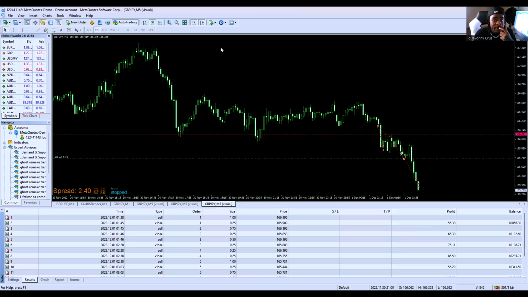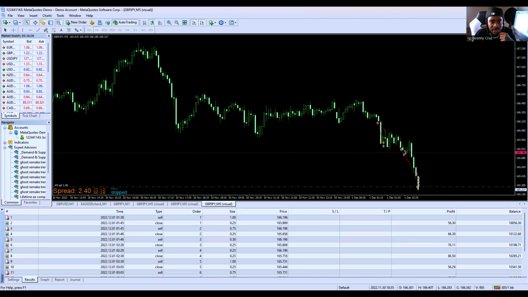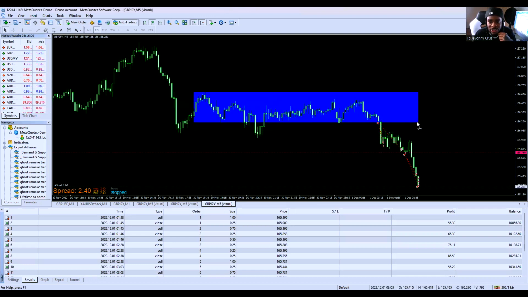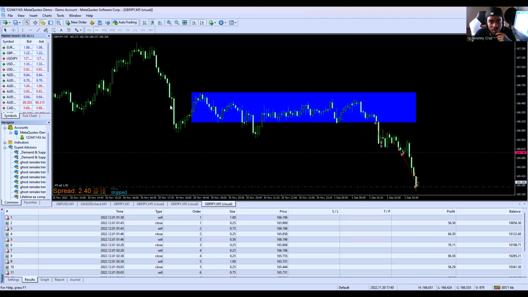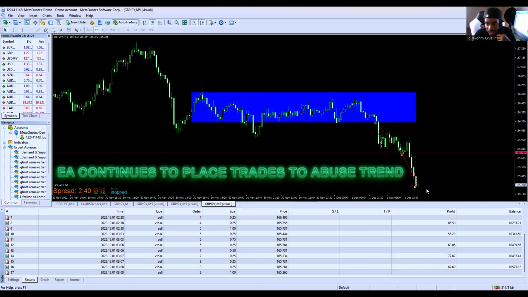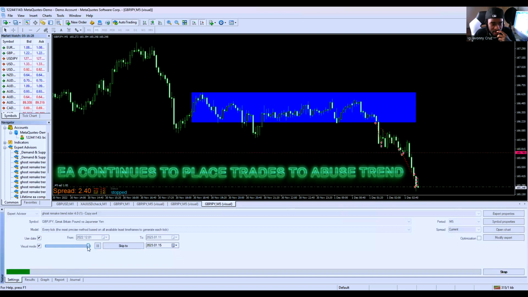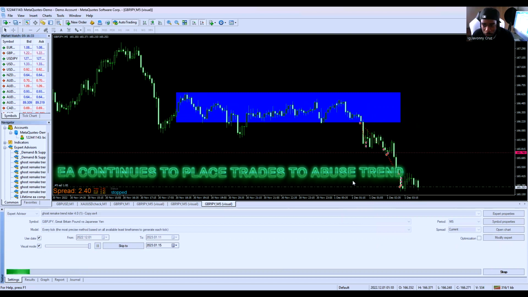As you can see, the consolidation was right here. This was the consolidation zone, and it entered as soon as it broke out. Okay guys, for sniper entries, you want to have this on when it is out of the consolidation zone. And it took another sell, another dollar sell, because the trend is continuing. As long as the trend is continuing, it's going to continue to take those sells for you.